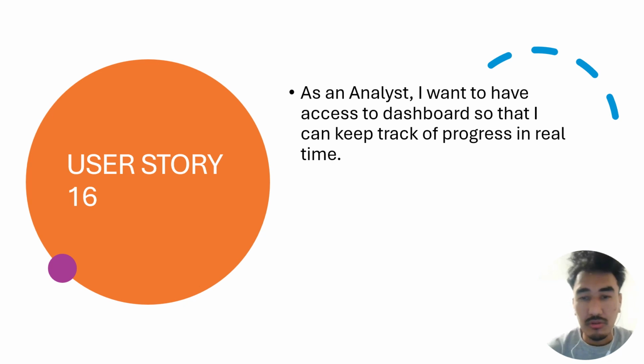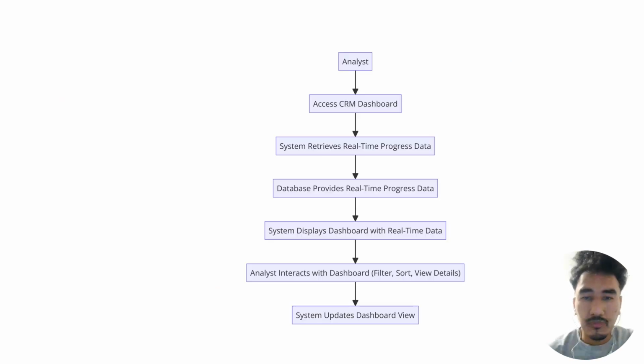So the next user story I worked on was: as an analyst, I want to have access to a dashboard so that I can keep track of progress in real time. For this, I created a kind of flow chart in which the analyst accesses the CRM dashboard, and by accessing the CRM dashboard, asks the system to retrieve real-time progress data from the database. Likewise, the database provides this data, and the system displays the dashboard with real-time data.